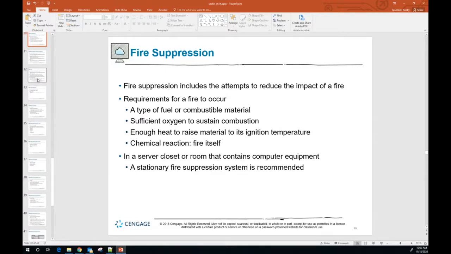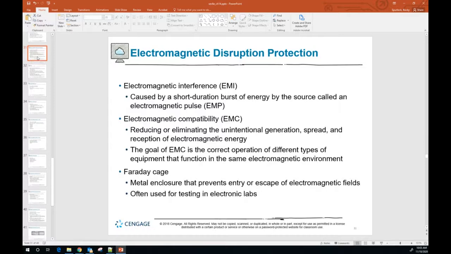Fire suppression, these include the attempts to reduce the impact of a fire. We have a couple of requirements for a fire to occur. It has to be a type of fuel or combustible material. You have to have enough oxygen to sustain combustion, enough heat to raise material to its ignition temperature, and you have to have a chemical reaction, which is the fire itself. So, for example, if you have a server closet or room that contains computer equipment, you want a stationary fire suppression system. That would be recommended.